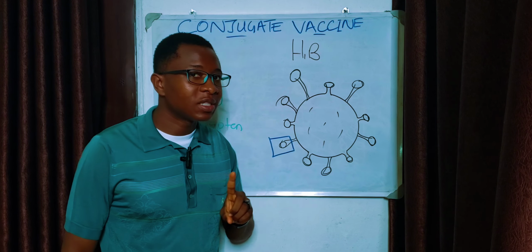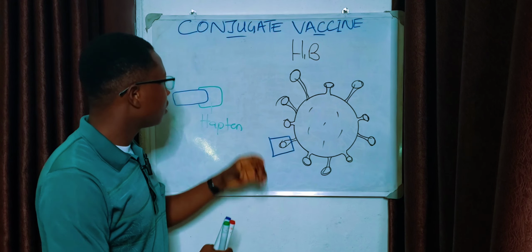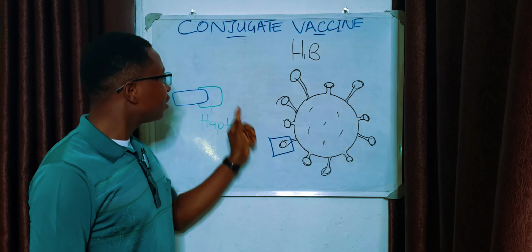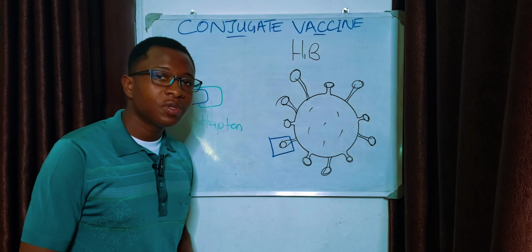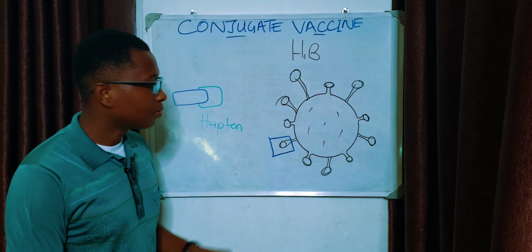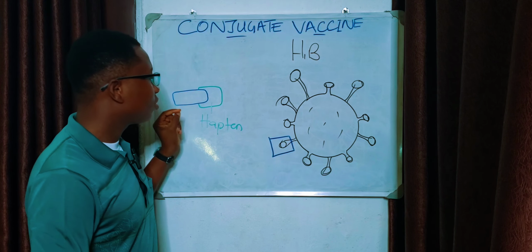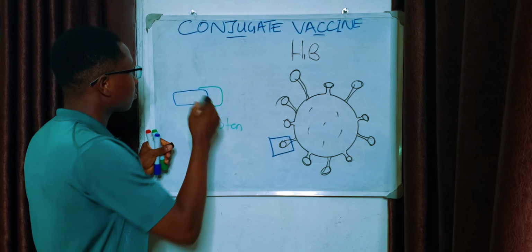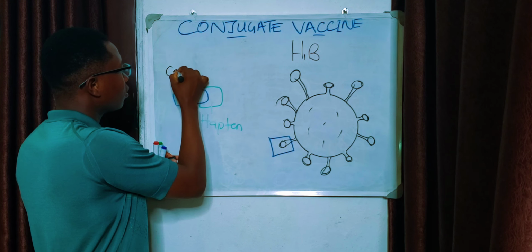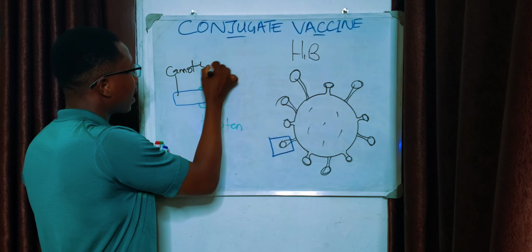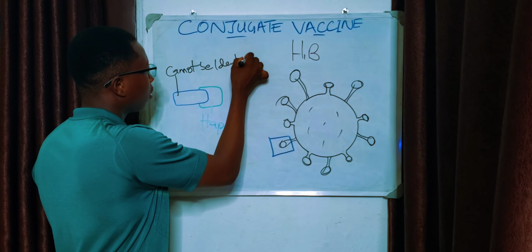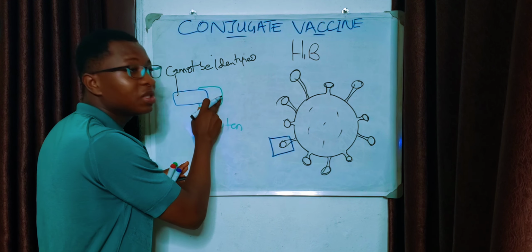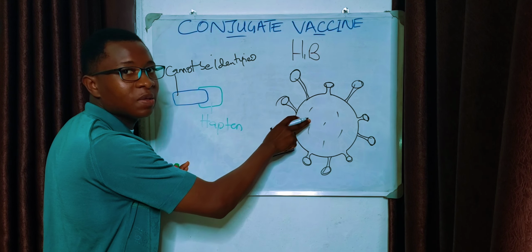It's very important. I'll reiterate, how is it made? We pick out the protein, right? And we attach it to a carrier protein called the hapten. So we attach that carrier protein to the protein that cannot be identified by the immune system. However, the carrier protein can be identified by the immune system.